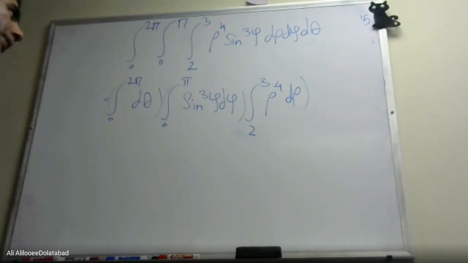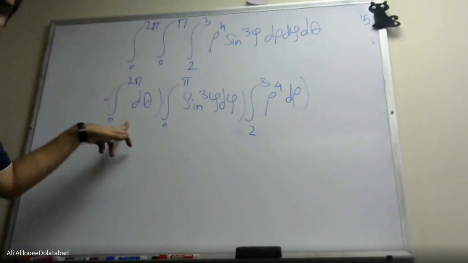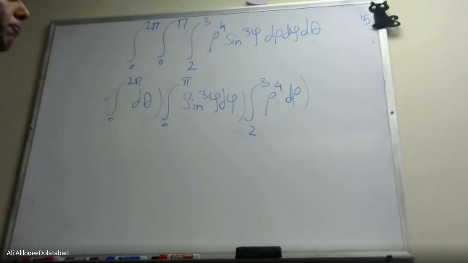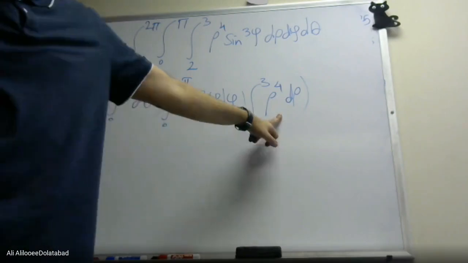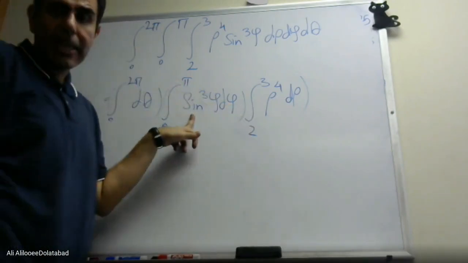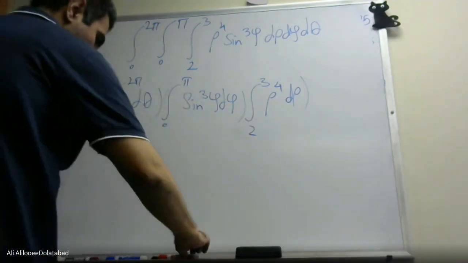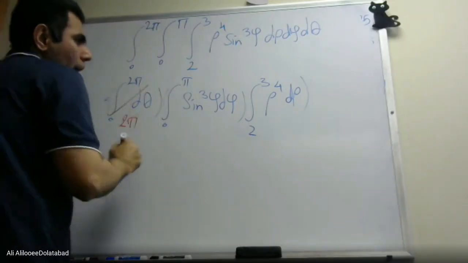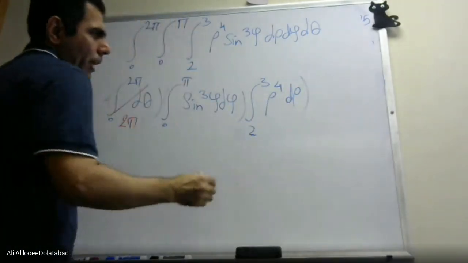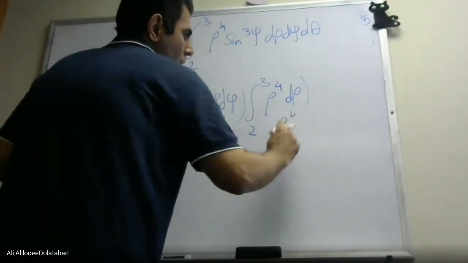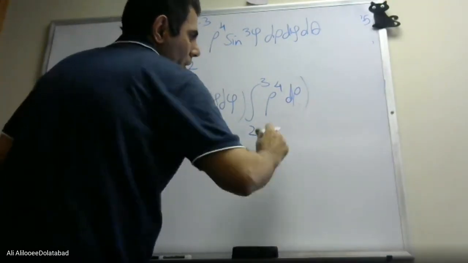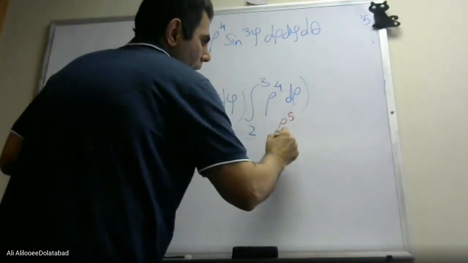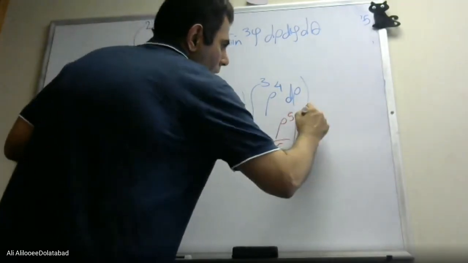I think it is very easy. This is 2 pi as we have done before, and this is an easy Calc1 question. This is an easy Calc2 question. So then this guy, as all of you know, is 2 pi. But this guy you can find the antiderivative. The antiderivative here is rho to the 5 over 5, from 2 to 3.